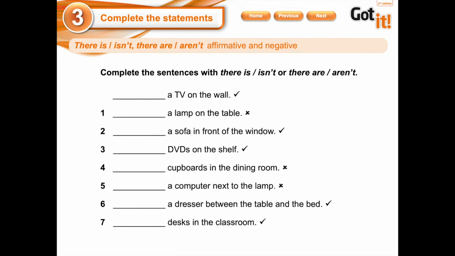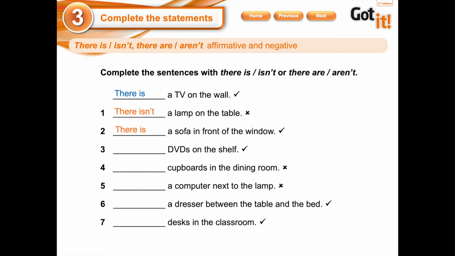Let's continue with the exercise. It says complete the sentences with there is, there isn't, there are, there aren't. You have to pay attention to the symbols. For example, here you have a positive sentence, here you have a negative sentence. Remember that the tick is positive and the cross is negative. So, number 1 says a lamp on the table. You have a cross, so it's negative. There isn't a lamp because you have only one. Then you have number 2, a sofa in front of the window. Pay attention, it is positive, so you could use there is or there are. In this case, there is because you have only one.